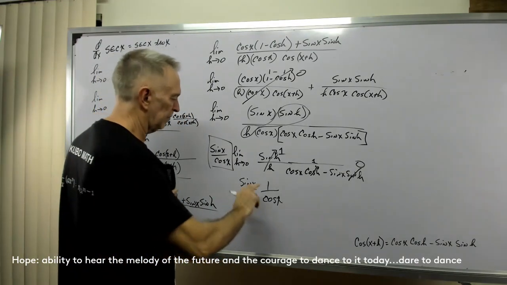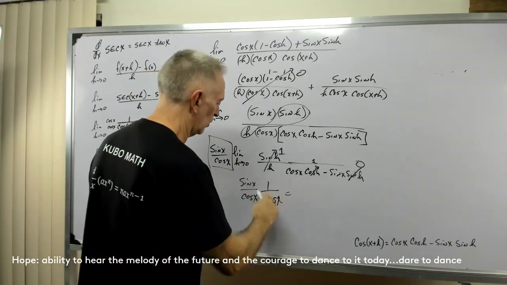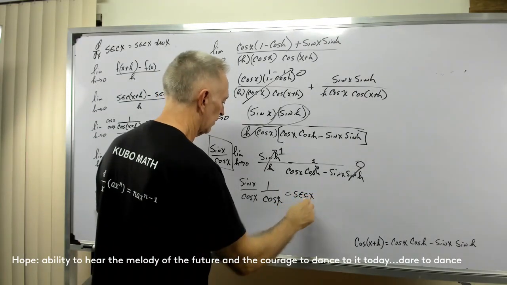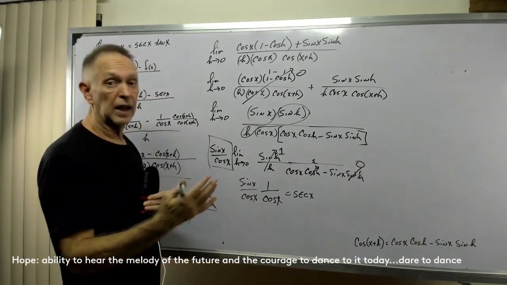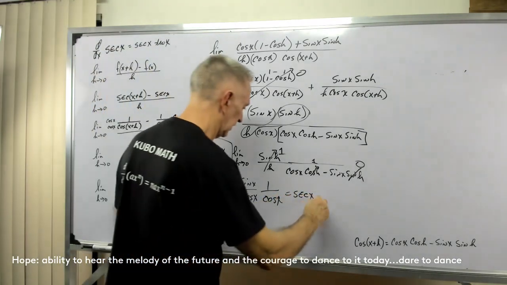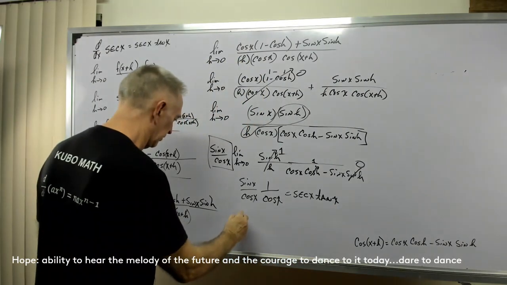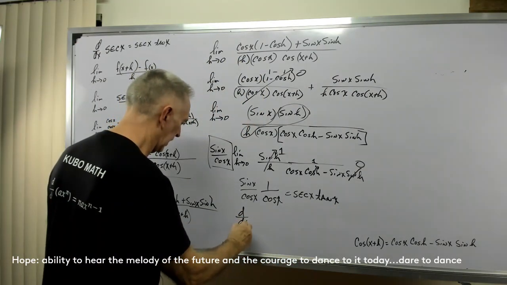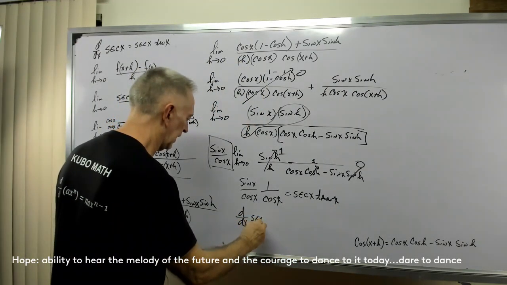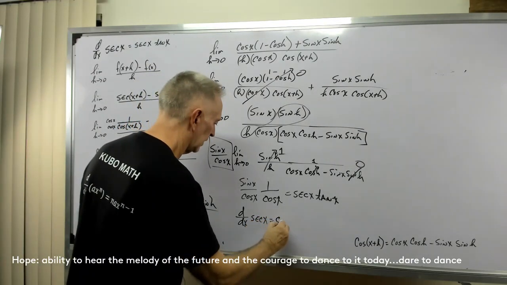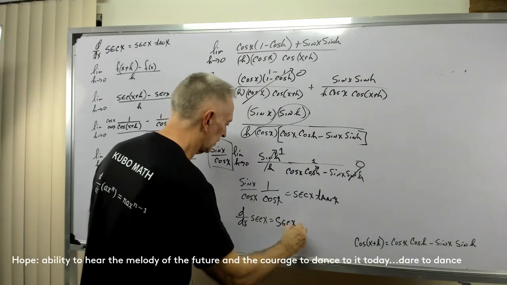So what does that give me? I'm going to flip these around. So 1 over cosine is secant x. Sine over cosine is tangent x. Hey, there we have it. So what did we just prove? The derivative with respect to x of secant x does in fact equal secant x tangent x.